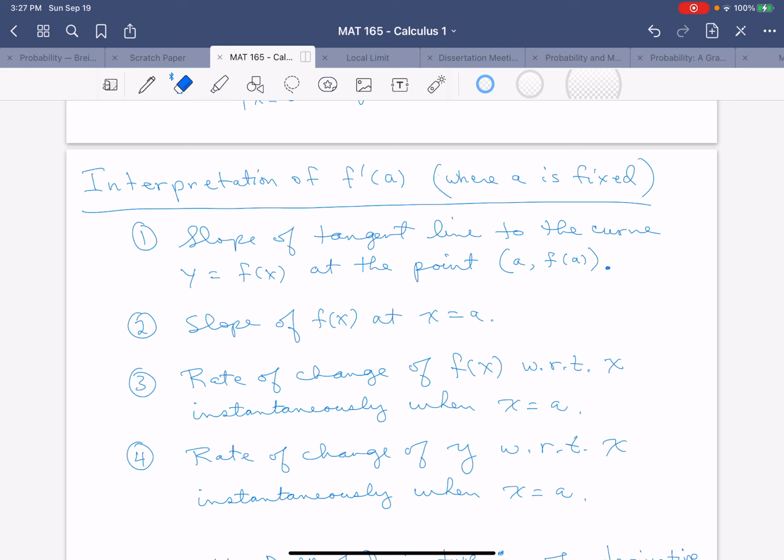Number 3 here we have the rate of change of... let me just say with 3 and 4, they're basically the same, except with 3 we have f of x here, and with 4 we have y there. So basically it's the rate of change of the dependent variable with respect to, in this case, x, which is our independent variable. And it's an instantaneous rate of change, so at the point where x is equal to a. Okay, so that's just a couple of ways to interpret the first derivative.